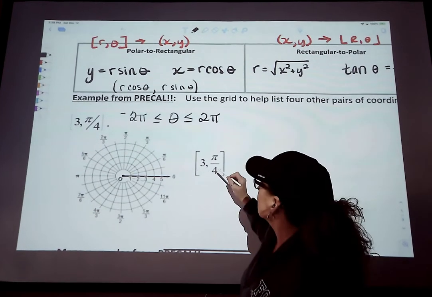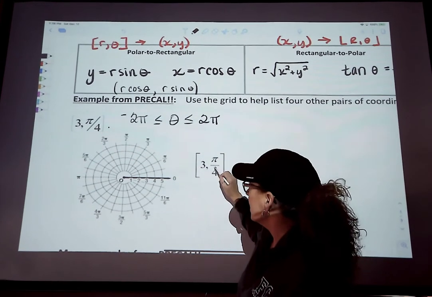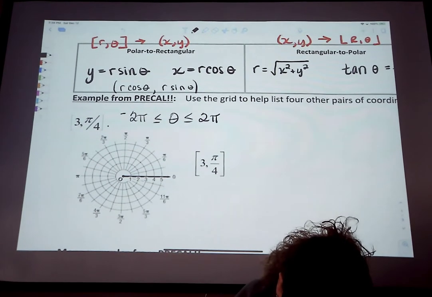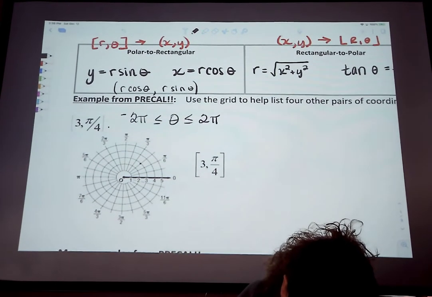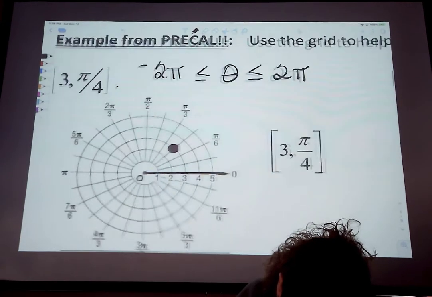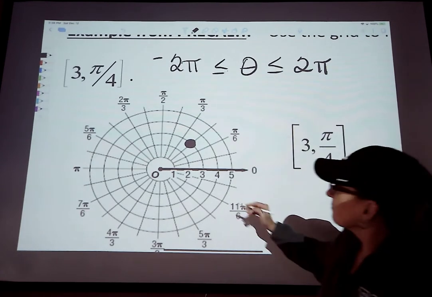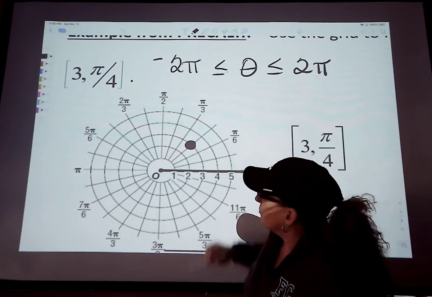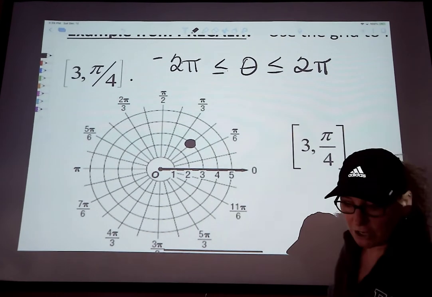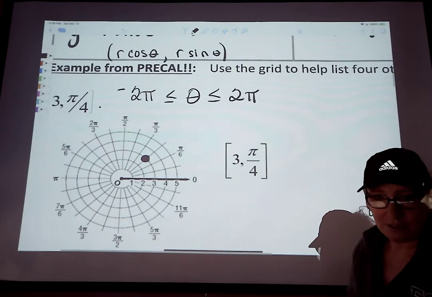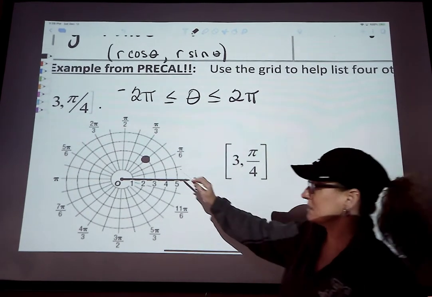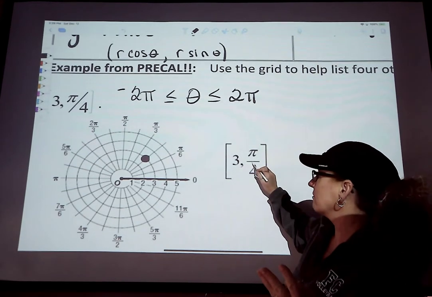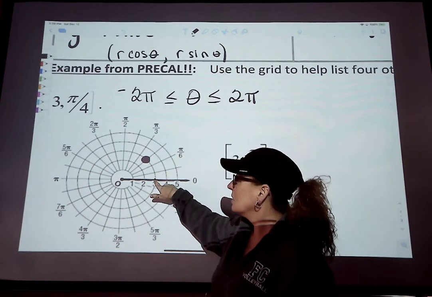So let's graph the polar coordinate 3 comma pi over 4. I'm going to come out 3. I'm going to go to pi over 4. Right there. Radius is 3. Angle of positive pi over 4. Now, I want us to name this point 3 other ways. We've got one way right here. Positive r, positive theta.